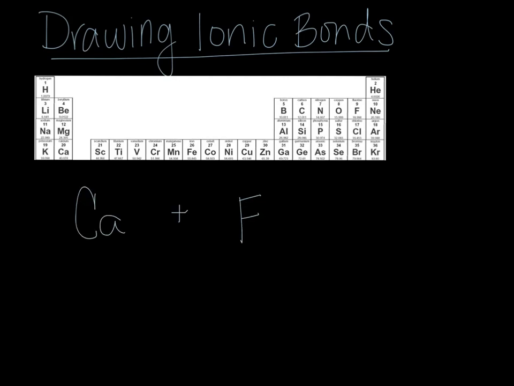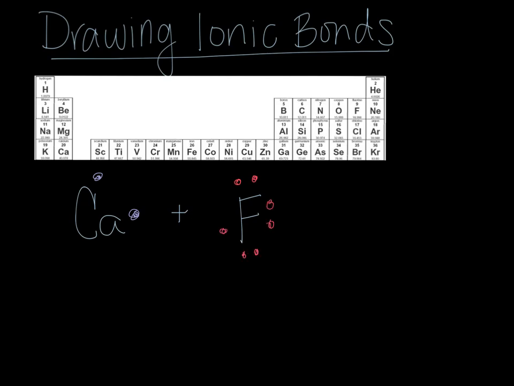Okay, now let's do some examples where we have to use more than one ion from an element. Okay, so here I have calcium and I have fluorine. So if I look, calcium is in group 2, fluorine is in group 17. So I'm going to draw my dots, draw my valence electrons on my atoms here.